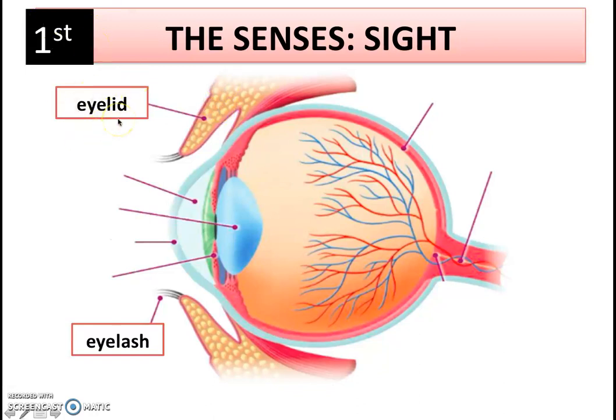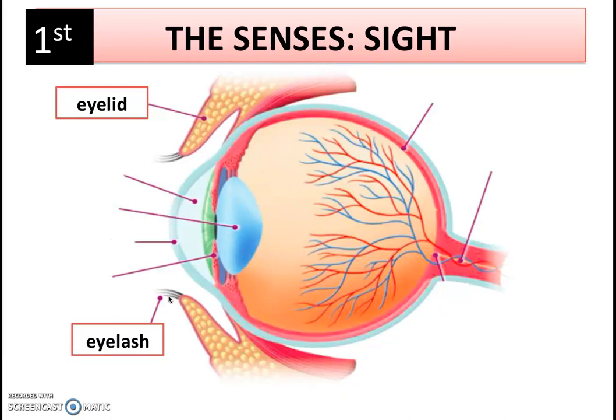This is called in Spanish párpado. And then the eyelashes are these tiny hairs that are located at the end of the eyelid that also protect my eye from dirt. Okay? This is called pestañas. These tiny hairs are called pestañas, eyelashes.